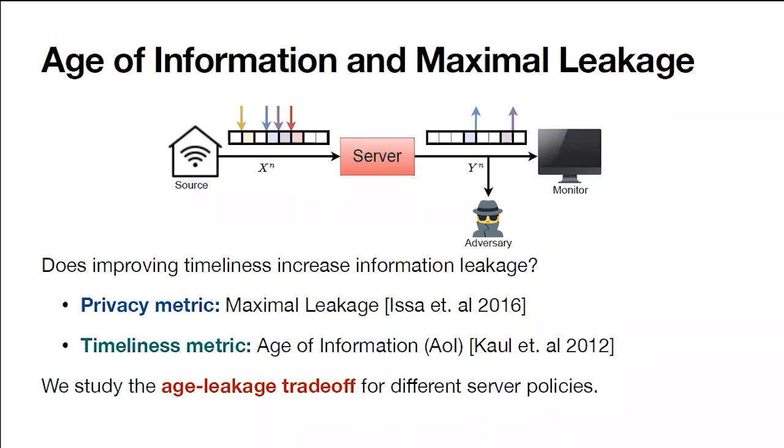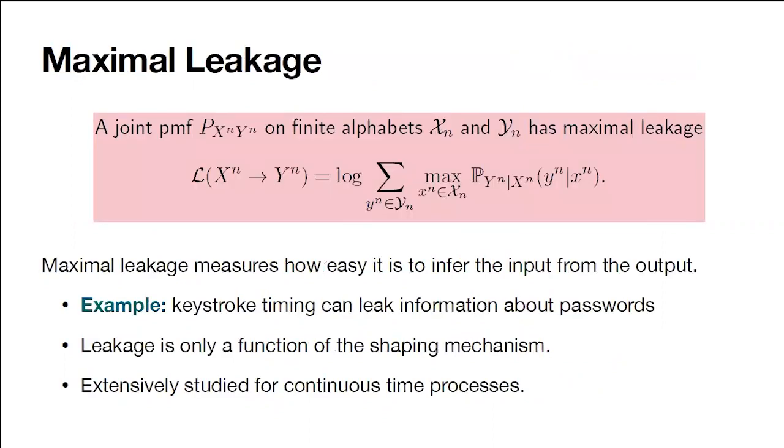And then for timeliness, we're going to use the age of information metric, which is now 10 years old. Right, 10 years old. It's a birthday party. So we're going to study this age-leakage trade-off. Okay, great. So maximal leakage. You can tell it's information theoretic because it has a log in it. Log means information theory. And it also has a conditional probability distribution, so therefore it's extra information theory.